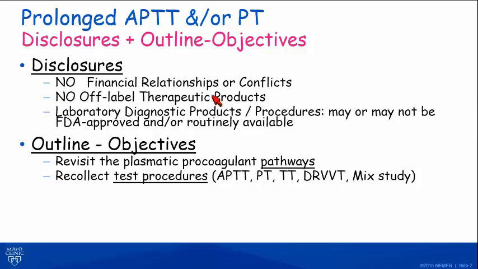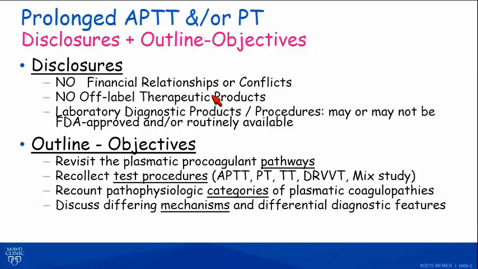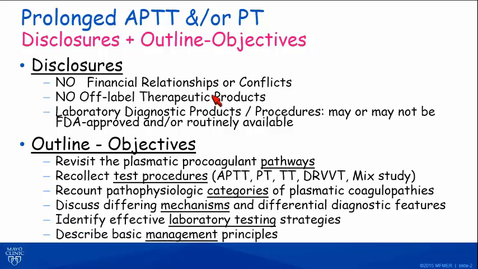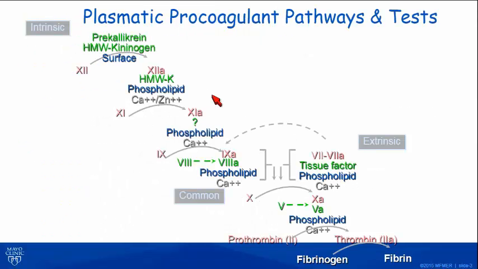I don't have any disclosures. To start this, I'm going to review the plasmatic procoagulant pathways, including the tests that are associated with them, and then discuss the categories of conditions that can cause prolonged clotting times, and finally end up with discussing an algorithmic approach to that. So here's the traditional clotting cascade with an intrinsic pathway.